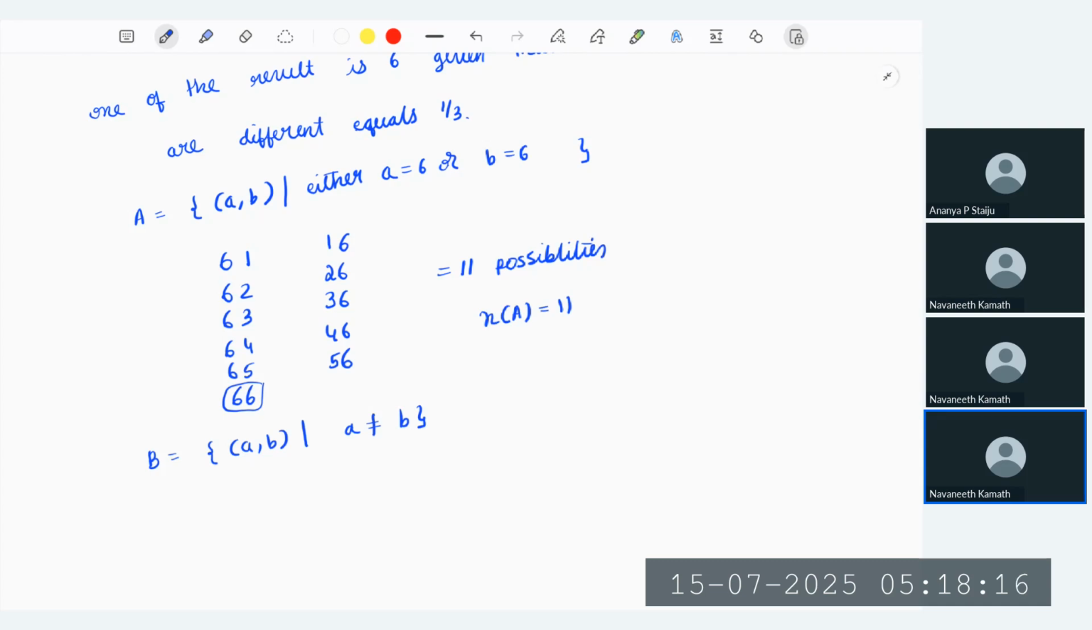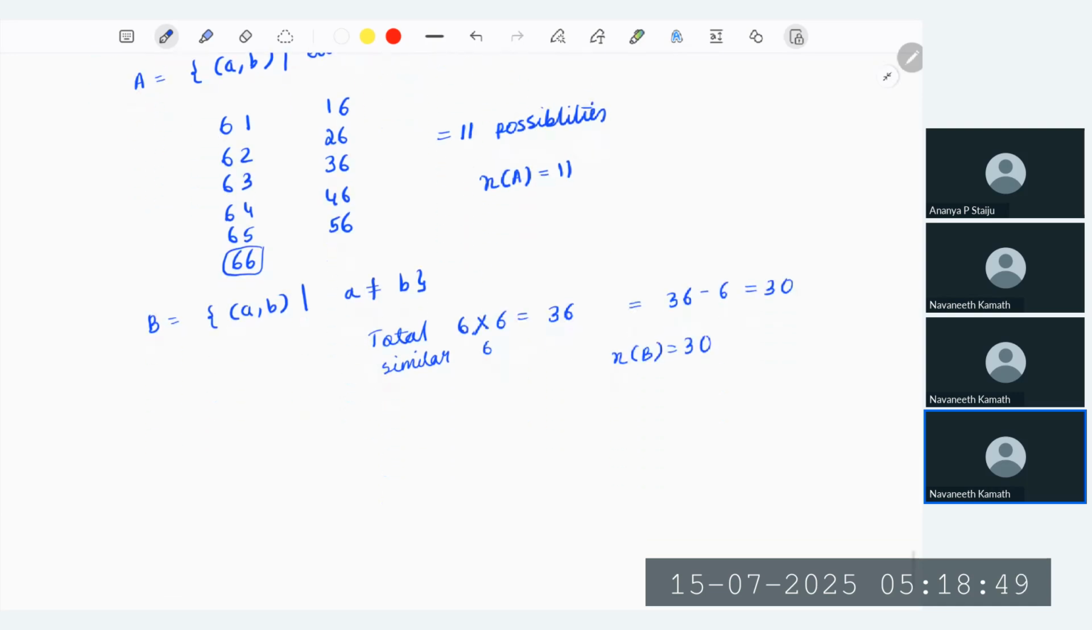It is simple. Just take the totalities and remove the similar ones, right? So total minus the similar ones. The total possibilities are 6 options into 6 options, that is 36 total. Minus the similar outputs like A is equal to B, which is 6. Then it is 36 minus 6, that is 30 for B. That is n of B is equal to 30.